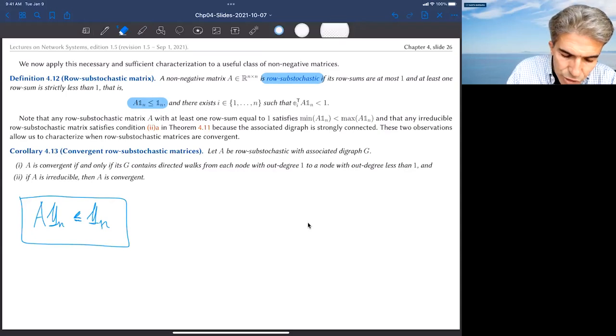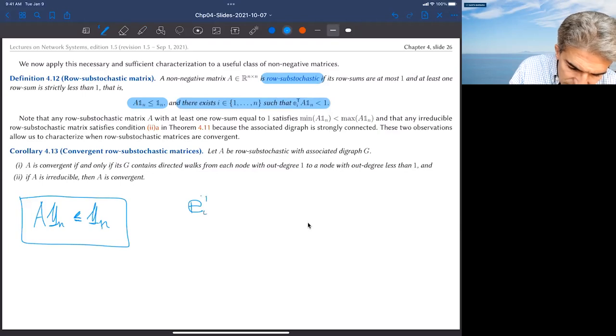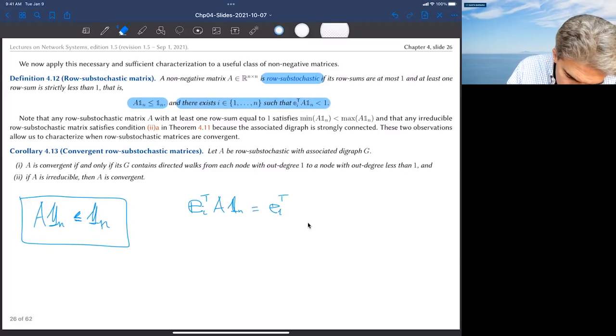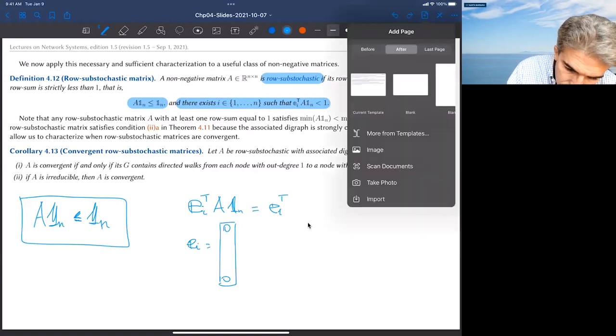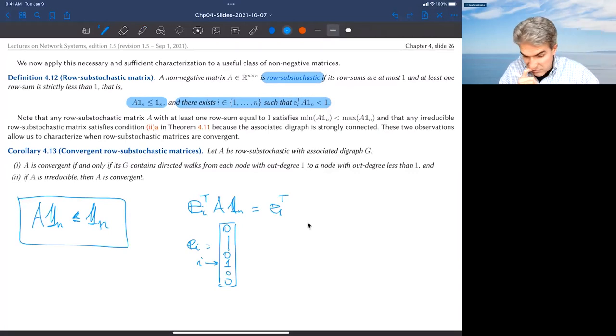It's just a convention. So here I'm saying there exists an i such that, by the way, let me also clarify: why do I write e_i transpose A 1_n? What is this? Well, e_i is the vector that has all zeros everywhere, except at the entry number i, where there is a one. So this is the standard element of the canonical basis of vectors in R^n.